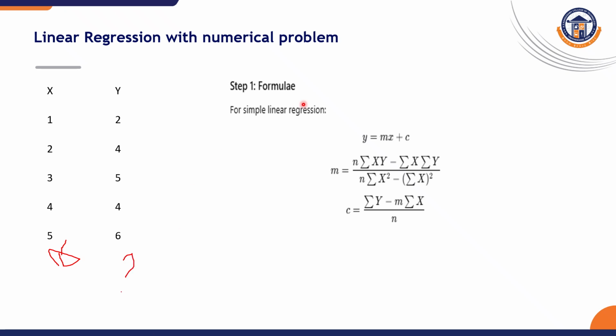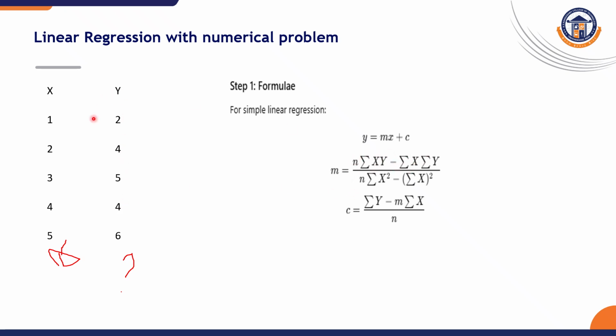For that we have the linear regression formula, y equals mx plus c. It is a straight line equation. So m and c are the values to be found. n represents the number of values. Here we have 1, 2, 3, 4 and 5, so n is 5. For m we need the summation of x into y: 1 into 2 plus 2 into 4 plus 3 into 5 plus 4 into 4 plus 5 into 6, summed up and multiplied by n, which is 5.